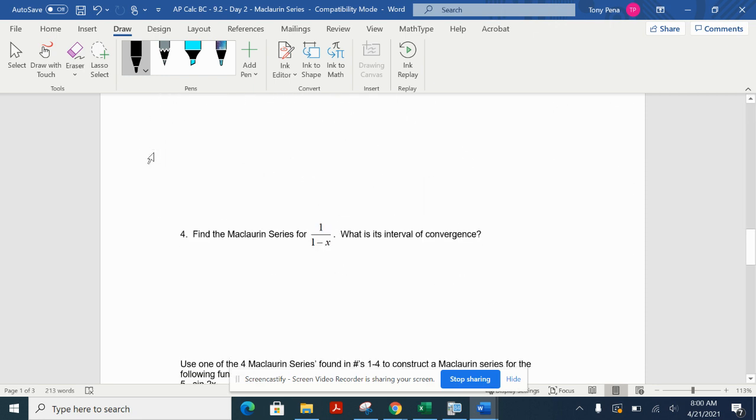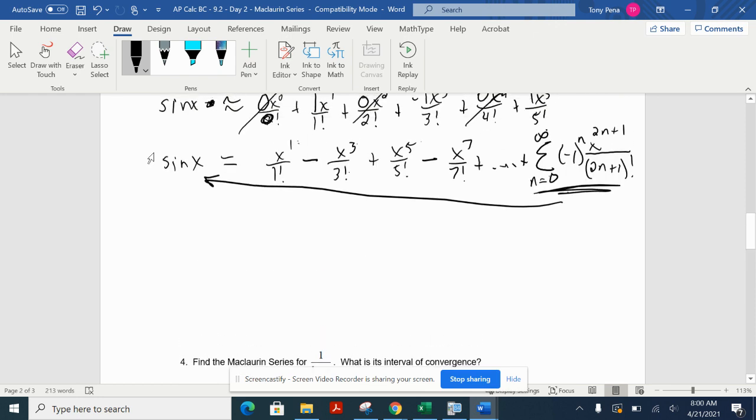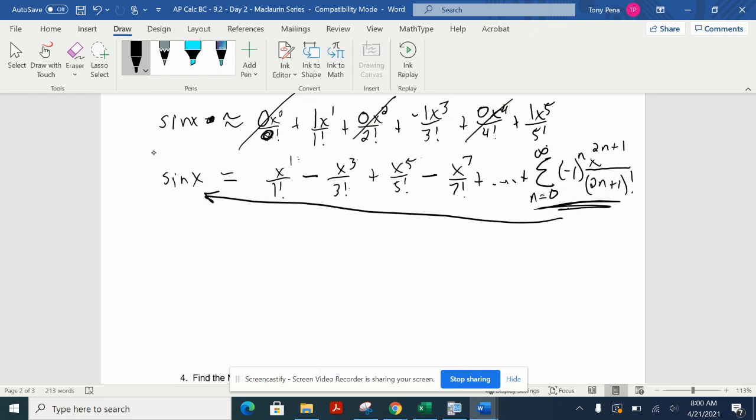I don't think I asked this, but this converges from negative infinity to infinity as well. So the more and more of these terms you add, the more it's going to produce sine of x.